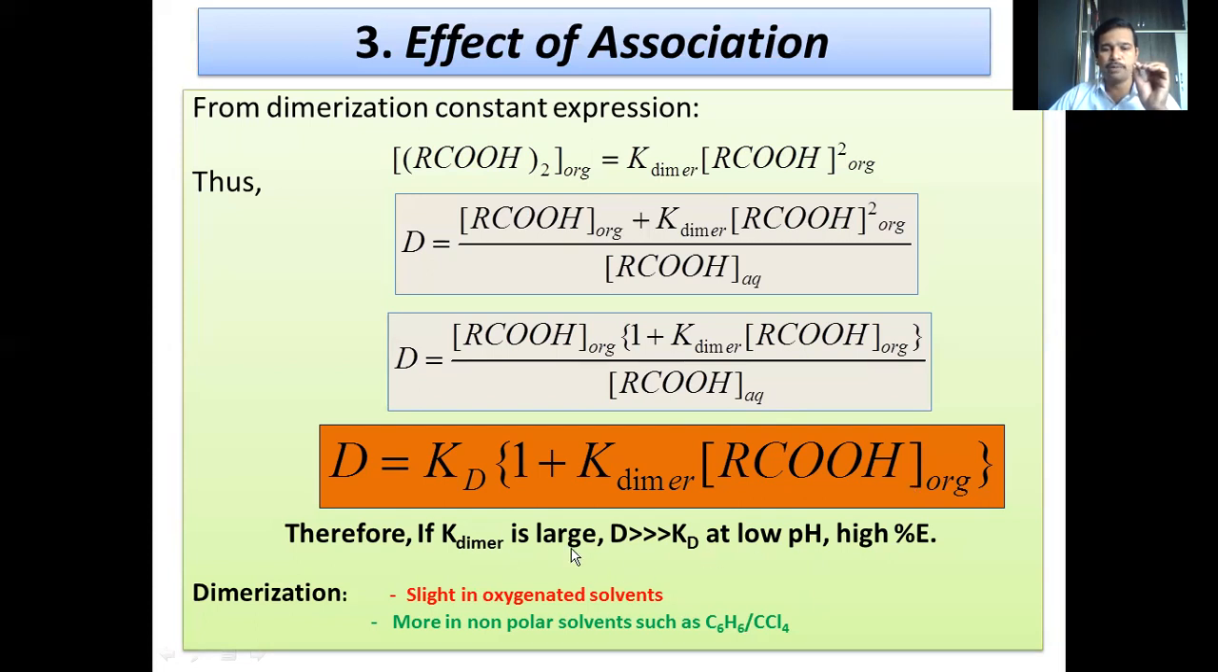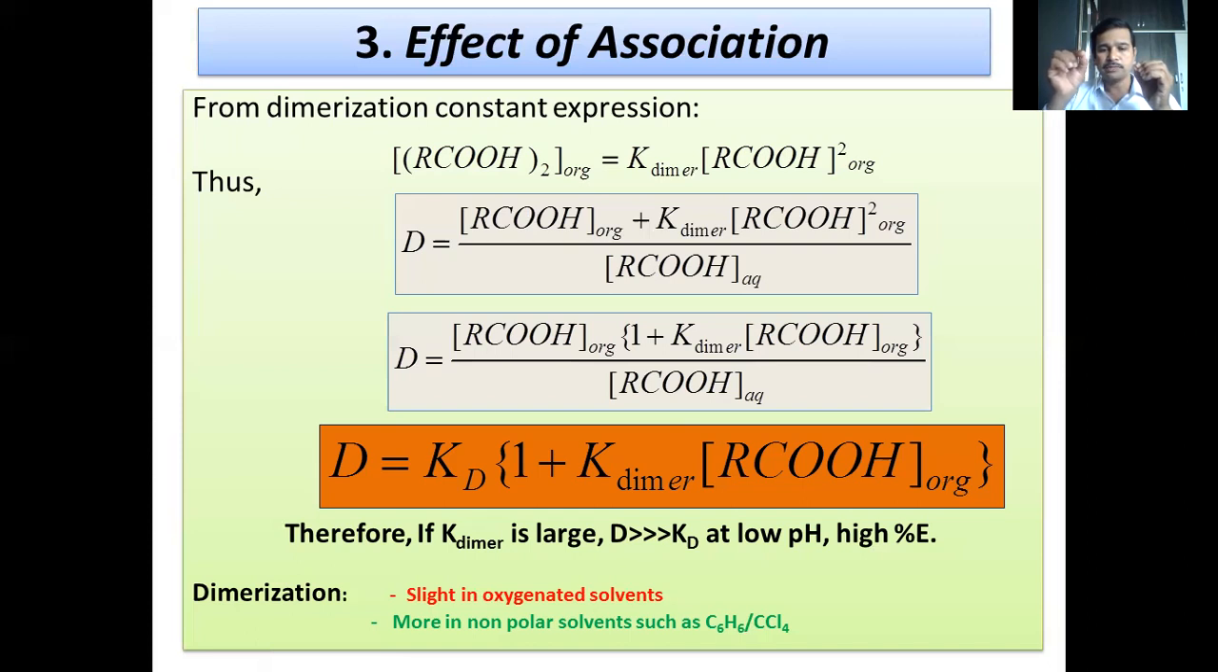Therefore, K dimer will become very high and the D value will be very much higher than KD. Therefore, extraction efficiency will be very high and may approach even very close to 100. So extraction efficiency has a direct relationship with K dimer, or the ability of the acid to undergo dimerization. It is very important. As I told in the previous slide, the dimerization process will be very slight in oxygenated solvents because of the polarity.